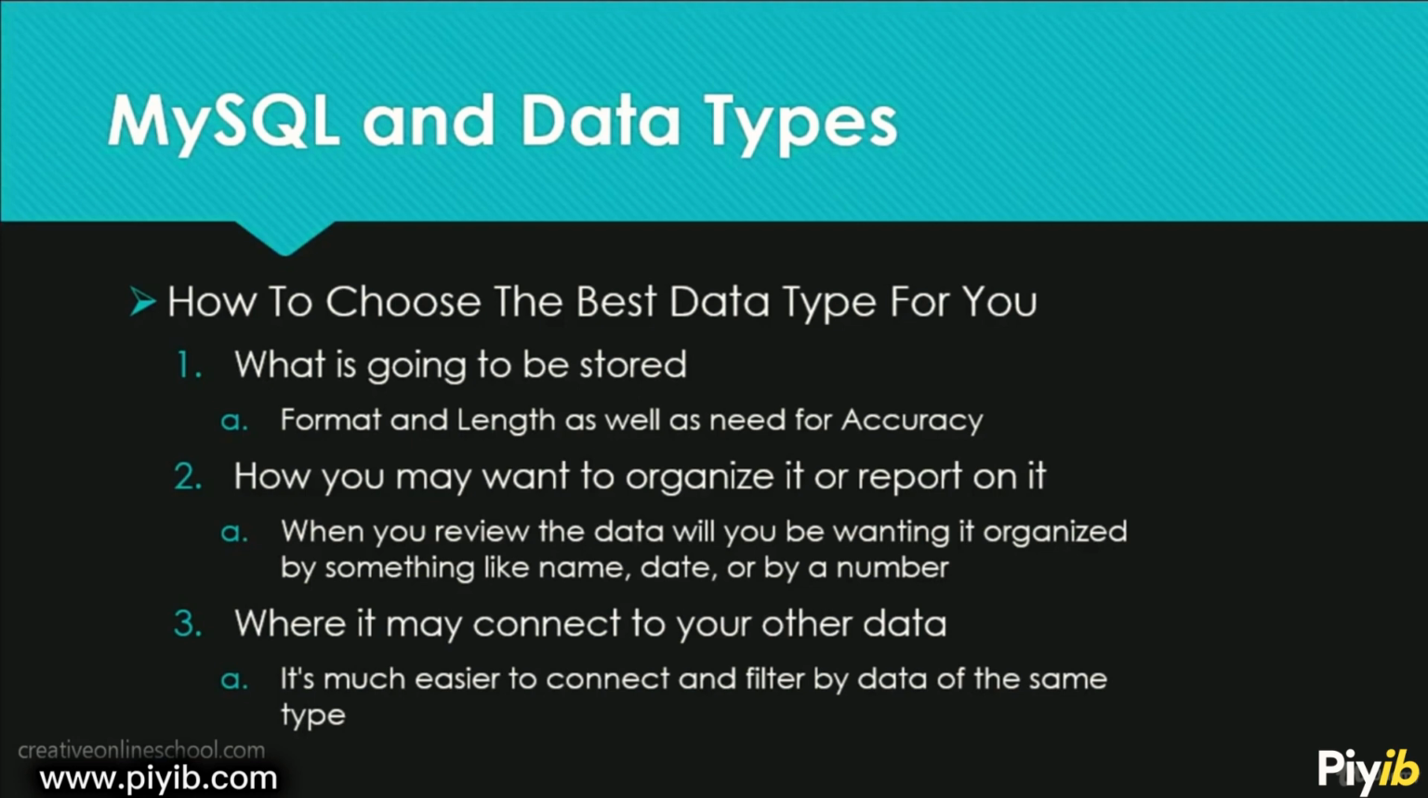But if you know you will always need it in an alphabetical list with both name and date present, then it may be okay to store them together in a single string. Be careful though, as it may be too late if you decide later on you need them separate. Lastly, remember that this is a relational database, and as such, the data may be connecting to other data. It's always much easier to connect and filter data if both parts are the same type.